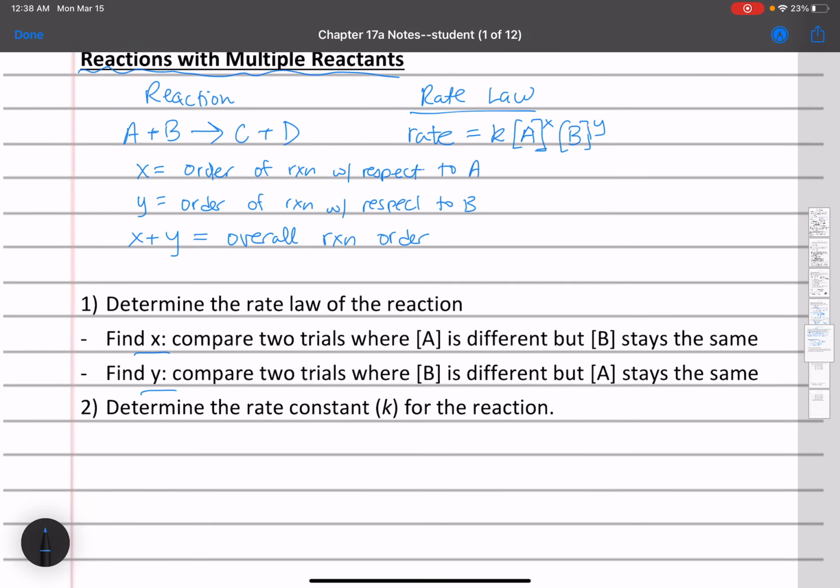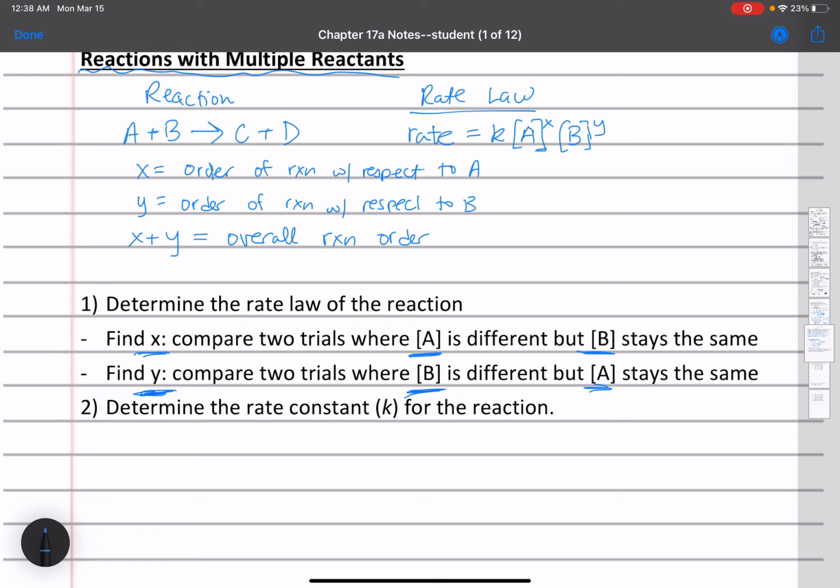And so we're still going to use reaction data. We're still going to compare the ratio of one trial to another. But if we want to solve for X, then we want to find 2 trials where our concentration of A is changing, but the concentration of B is not, so that we can cancel those out, as you'll see. And if we're trying to find the exponent Y, which is the exponent for B, then we want to find trials where the concentration of B is different, but the concentration of A stays the same. We're controlling there.